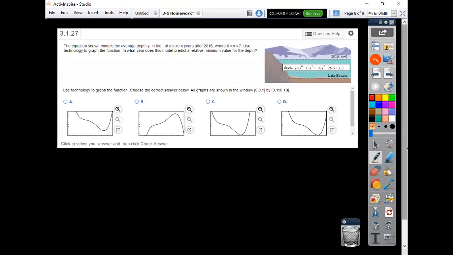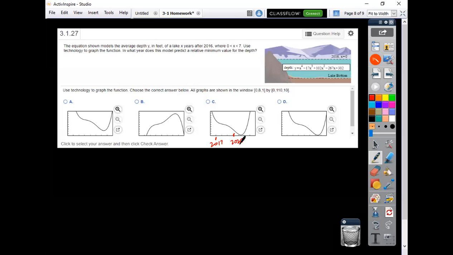Last problem in 3.1, problem 3.1.27. So the equation models the average depth in feet. Over here you see this average depth in feet of the bottom of the lake. And over the years after 2016, if you were saying 1, that would be the year 2017 there. If you said 2, 3, 4, 1, 2, 3, 4, that would be 4 after, so this would be 2020. So just make sure you keep track of your X there.